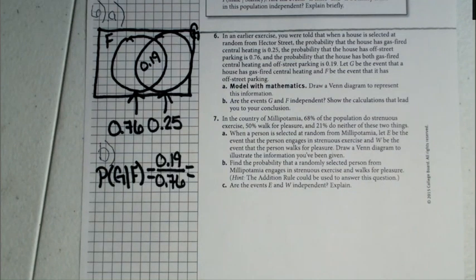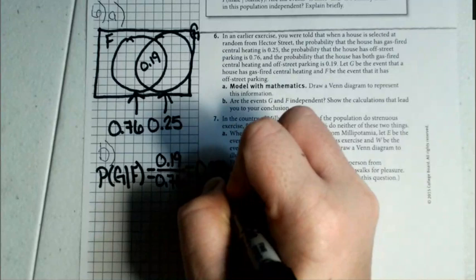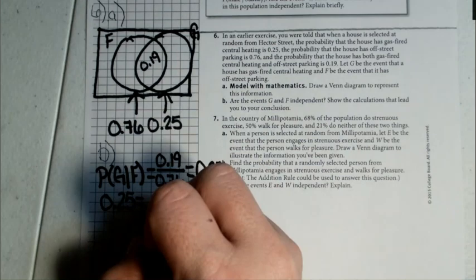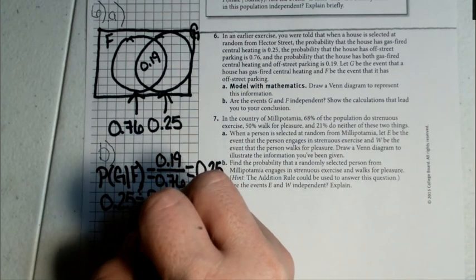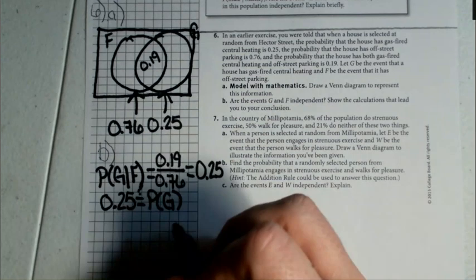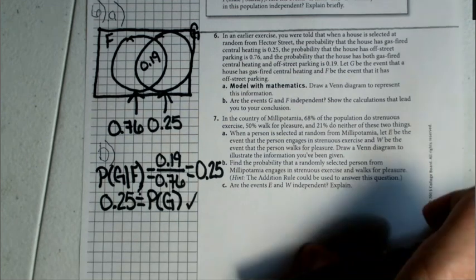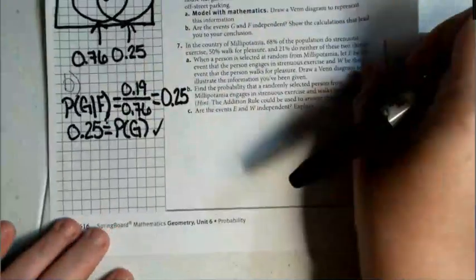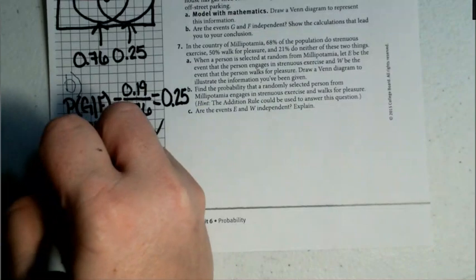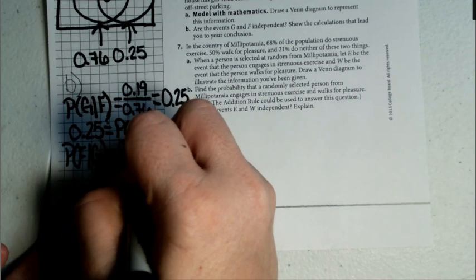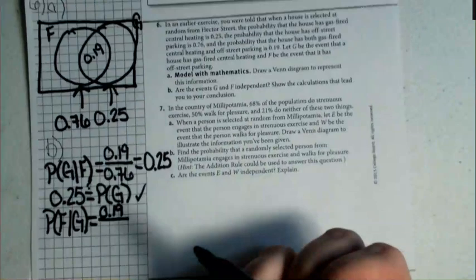Whenever I divide those, 0.19 divided by 0.76 gives me 0.25. My question is, is 0.25 equal to the probability of G? Yes. So that's independent. Let's see if it works the other way. Sorry, we want to do the probability of F given G. So this time it's going to be 0.19 divided by 0.25.